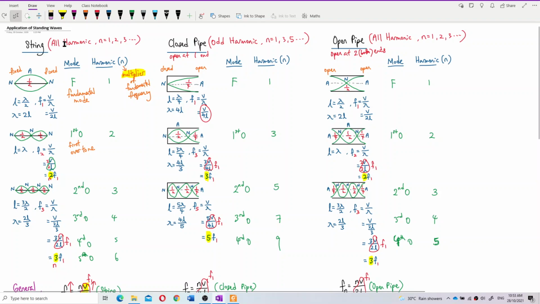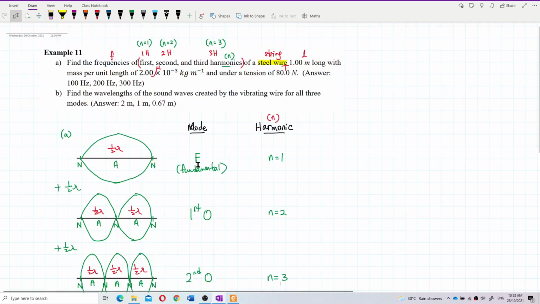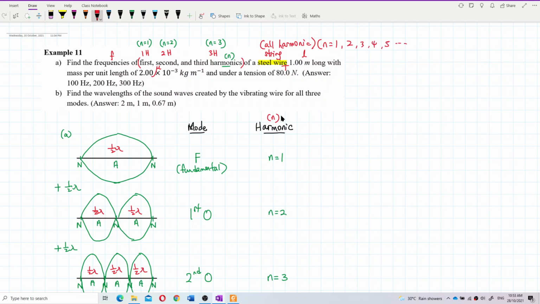So for a string it is all harmonics. That means fundamental is the first harmonic, then the first overtone is the second harmonic. It doesn't jump to the third harmonic. The second overtone is the third harmonic. So remember this: the string has all harmonics, which means it has all numbers n: 1, 2, 3, 4, 5, and so on.